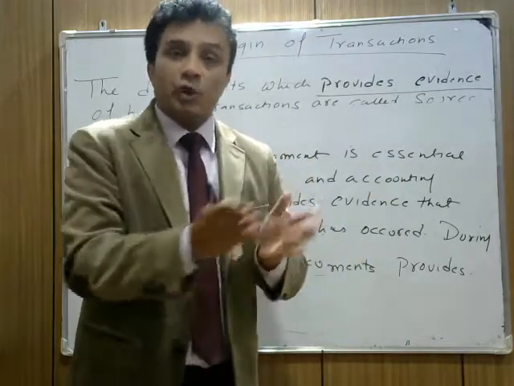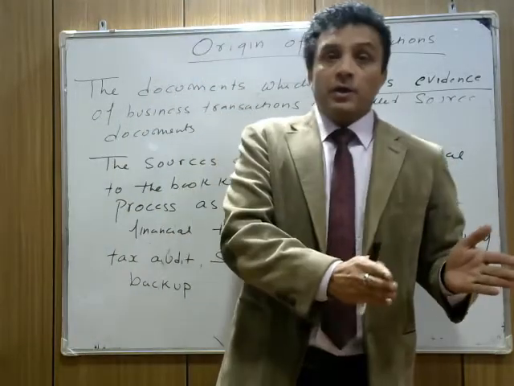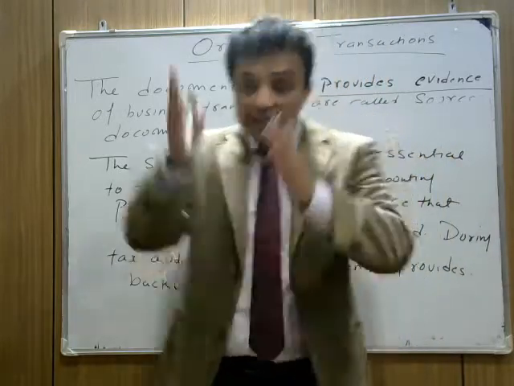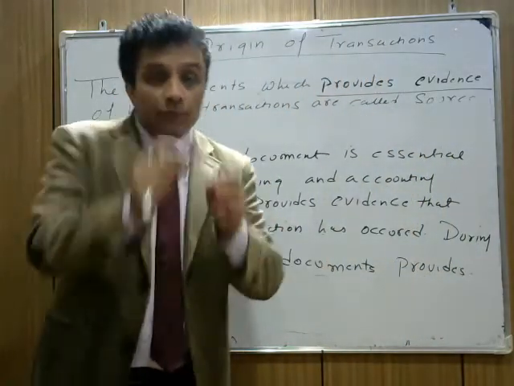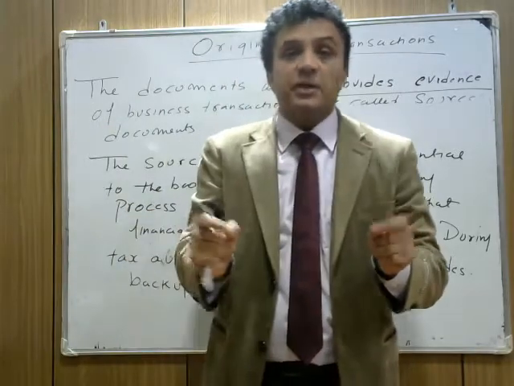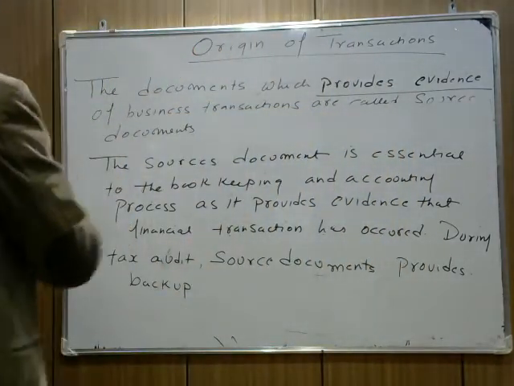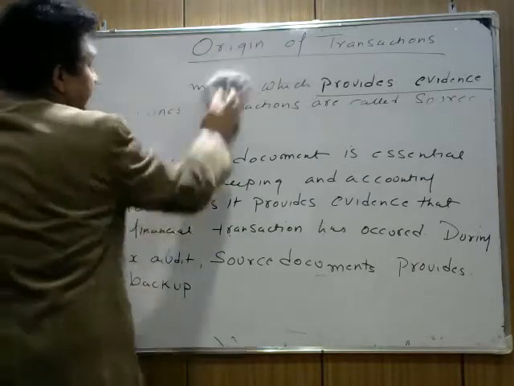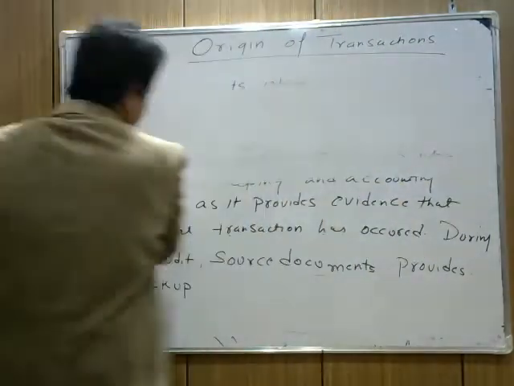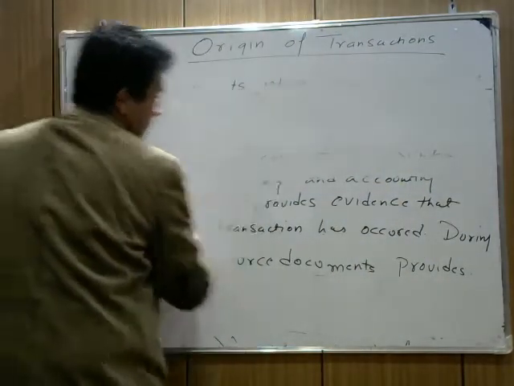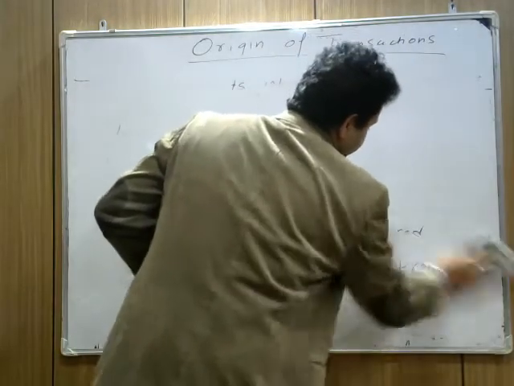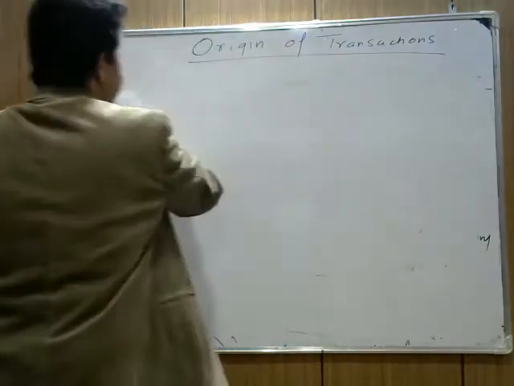That means how can you file taxes? From the source documents. How much profit you earn, what are the expenses you bear. So these are all things which occur, which you record in business transactions. So these documents are called source documents. Now, what are the features of source documents? What are the characteristics of source documents? Need to understand that.